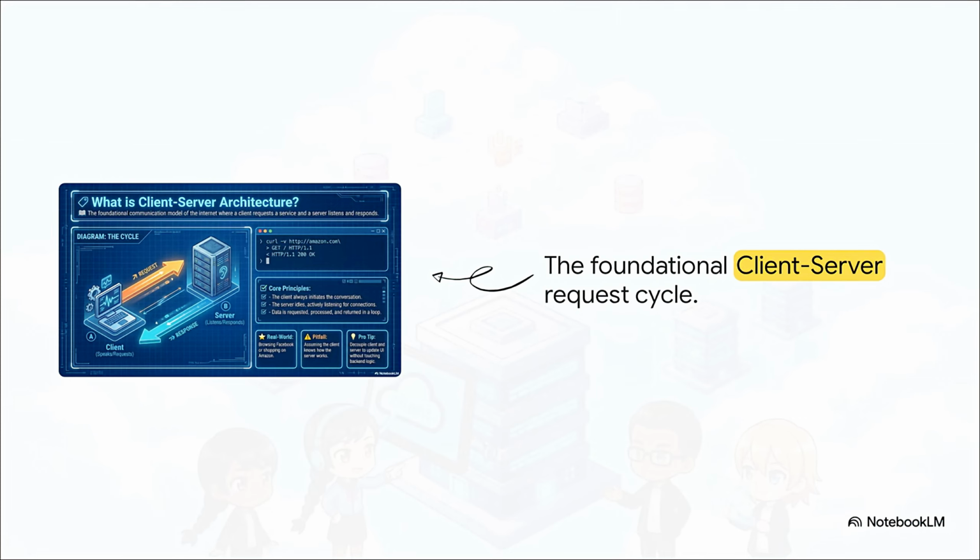Let's trace the actual data flow here. Over on the left, we've got our client. This could be a web browser, a mobile app, maybe even an IoT sensor. It fires off an explicit HTTP request across the network. Then, on the right, the server receives that raw data, runs whatever business logic it needs to, and fires a response right back. It's this endless, totally predictable loop of requesting and receiving.